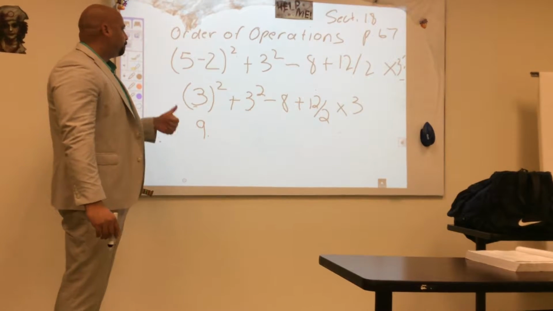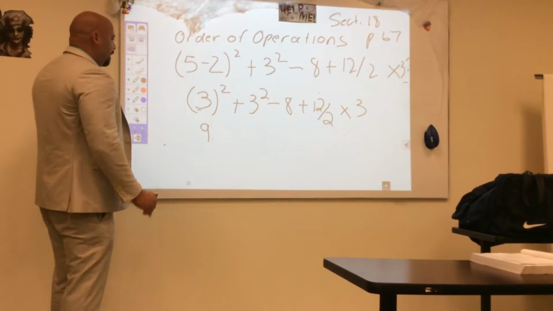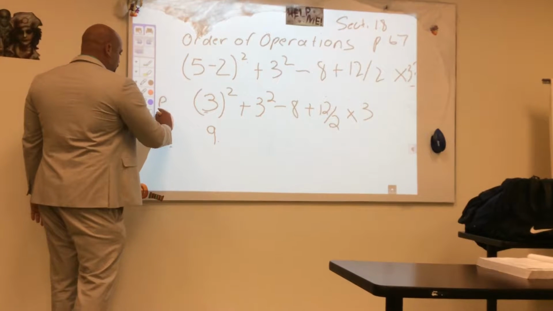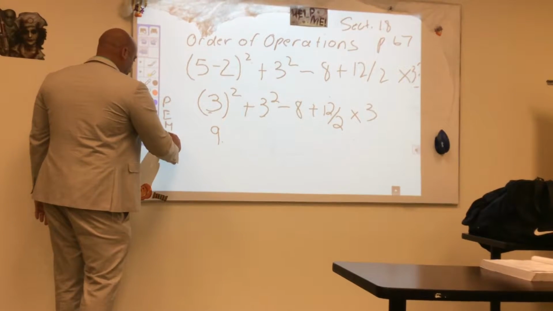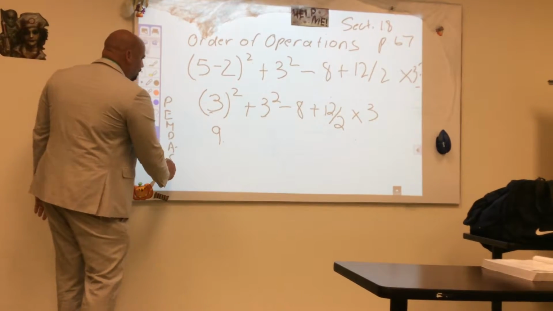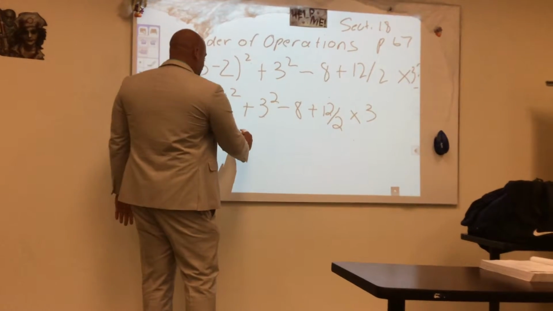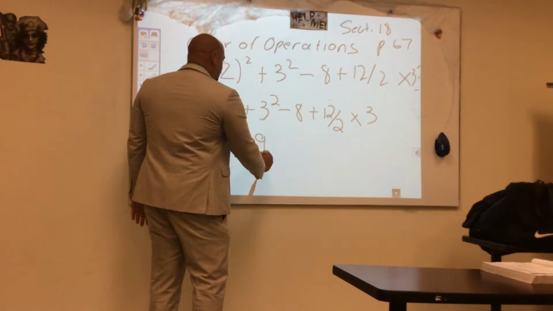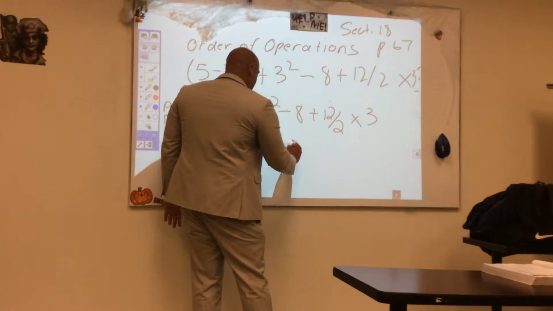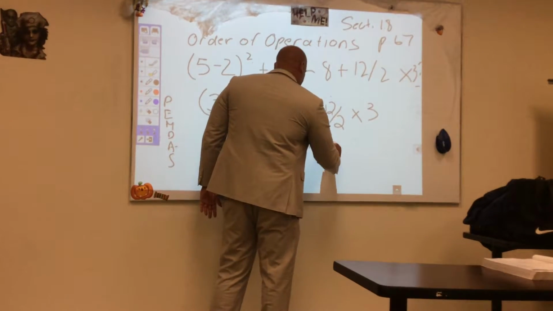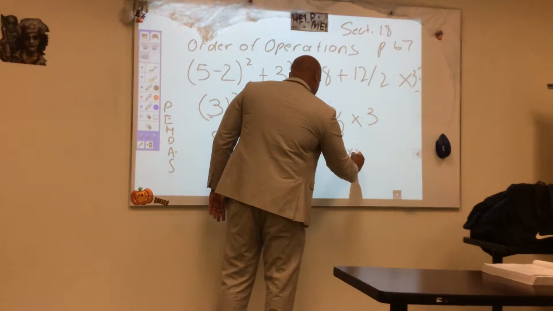What's the next thing that we need to do? It says, please excuse my dear Aunt Sally. So we got parentheses, exponents, multiplication, division, addition, and subtraction. What's the next step? We've got to do the second one, because that's the exponent, right? So 3 squared again is what? 9. Okay. So we've got minus 8 plus 12 divided by 2 times 3.